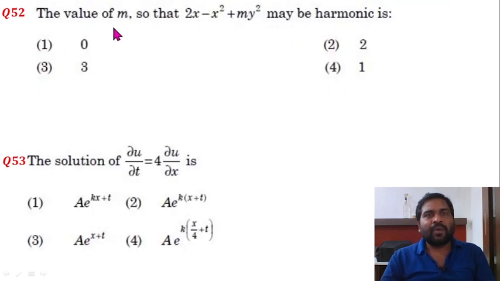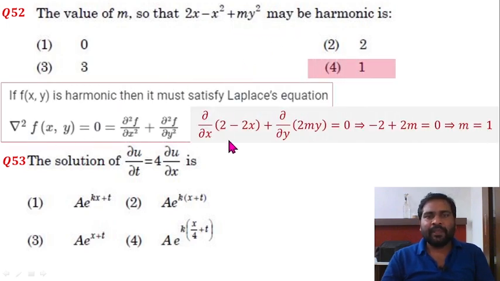Question 52. The value of m so that 2x minus x square plus my square may be harmonic is. For a harmonic function, the Laplacian should be equal to 0. So del square f(x,y) equal to 0, or del 2f divided by del x square plus del 2f divided by del y square equal to 0. So del over del x of the first derivative 2 minus 2x, plus del over del y of 2my. Again take the derivative, minus 2 plus 2m equal to 0, or m equal to 1. Option 4 is correct.